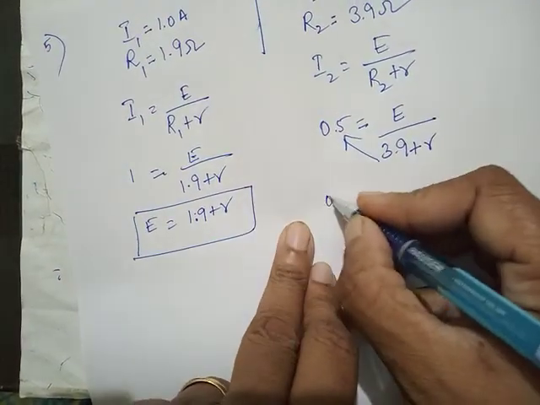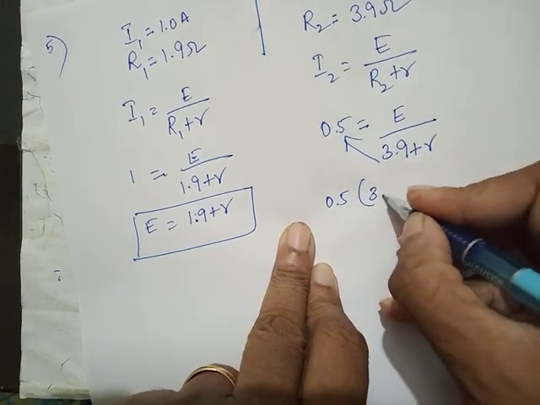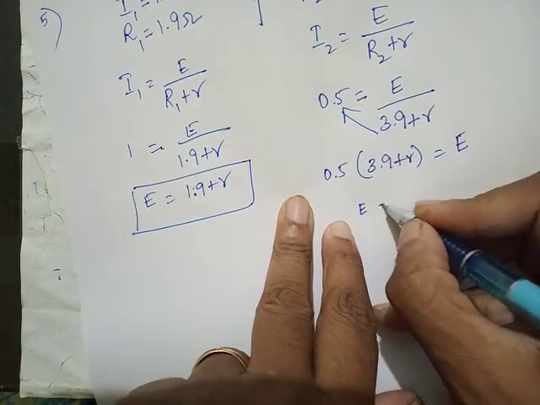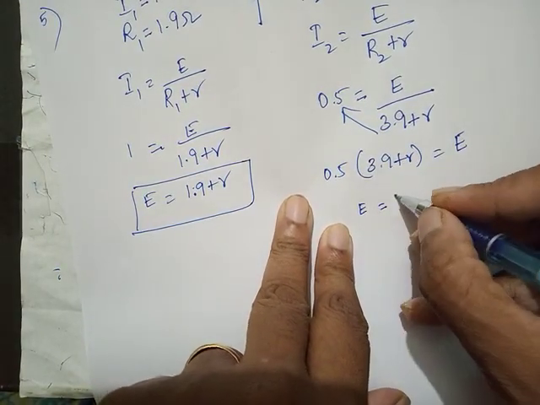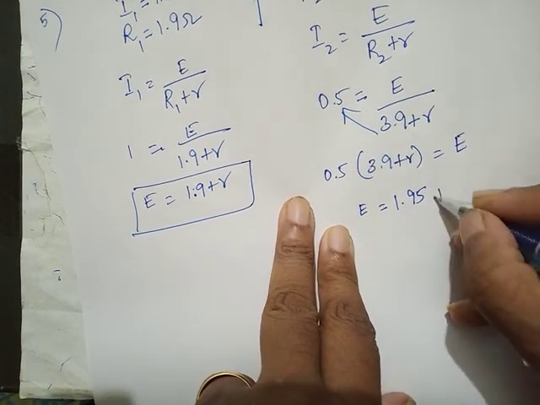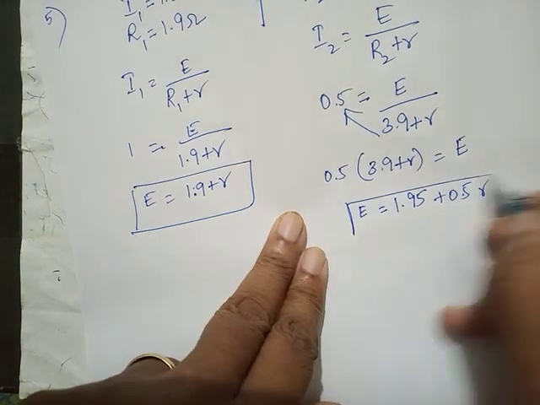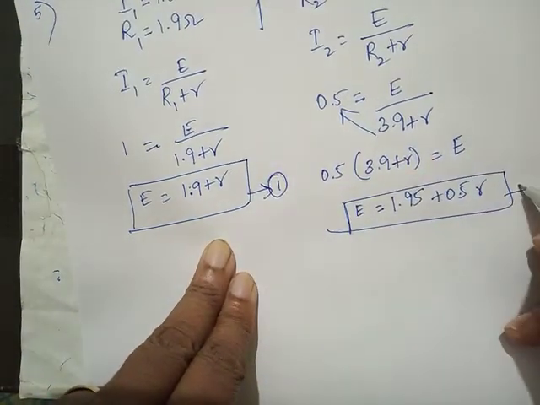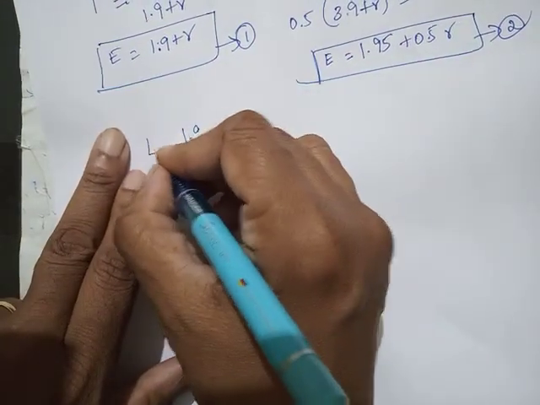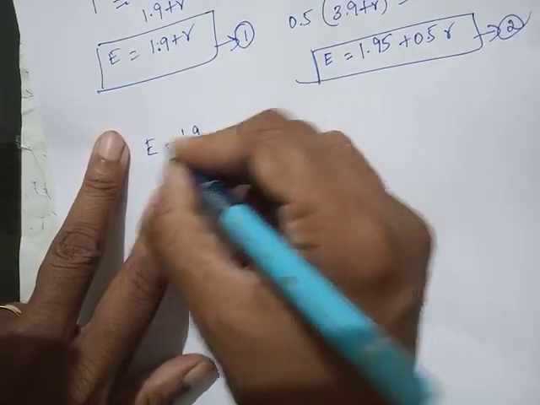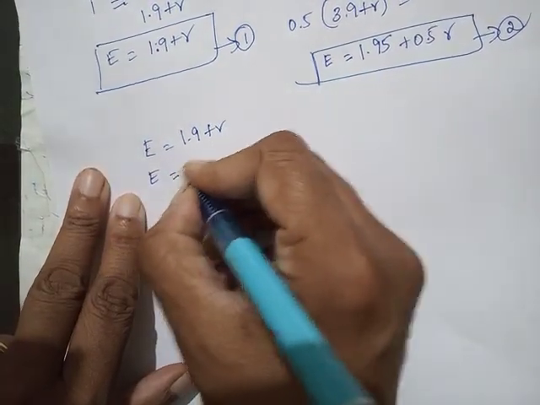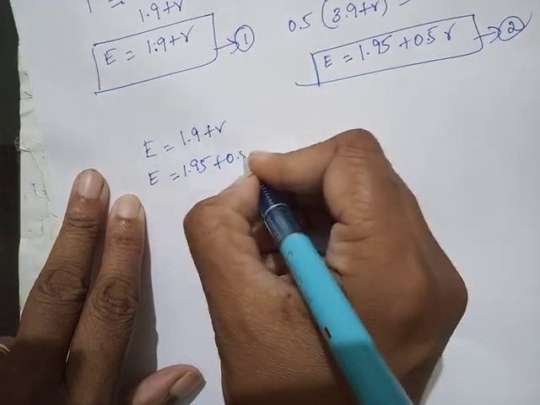So cross multiply it. 0.5 into 3.9 plus r is equal to E, or E is equal to, when I multiplied it, you get 1.95 plus 0.5 r. So you get two equations. You can solve these two to get the value of E and R. So E is equal to 1.9 plus R, and E is equal to 1.95 plus 0.5 R.